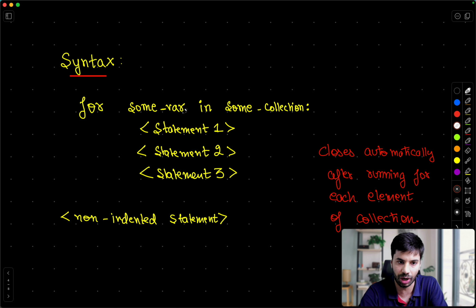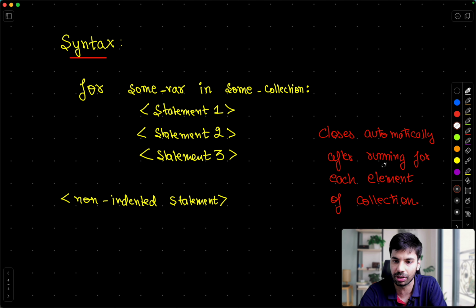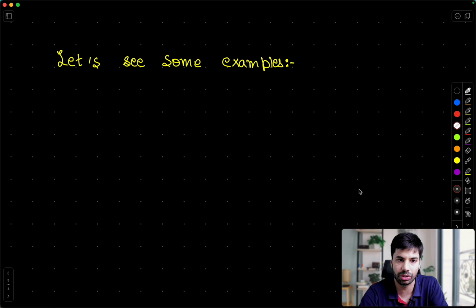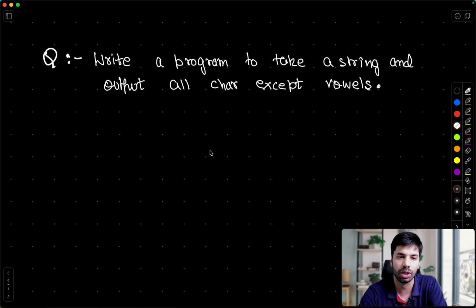So this is the overall syntax. Closes automatically after running for each element of a collection. Okay, so this is all the thing majorly which we have to do. Examples I've already shown you.